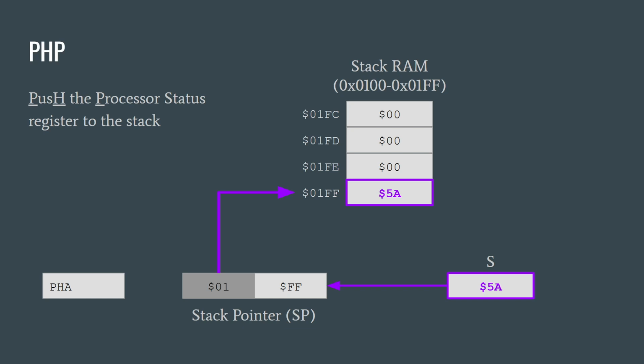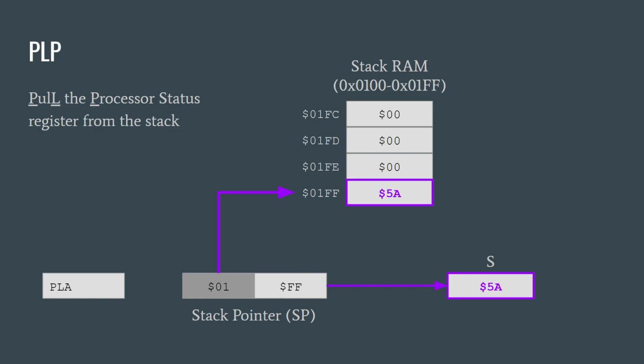All right, so PHP. What is the PHP? It's push the processor status register to the stack. So instead of the accumulator over here, we have the status register, with the N bit, Z bit, carry bit, V bit, all those, whatever. All the status bits, pushes it to the stack. This again doesn't affect any of the status registers itself.